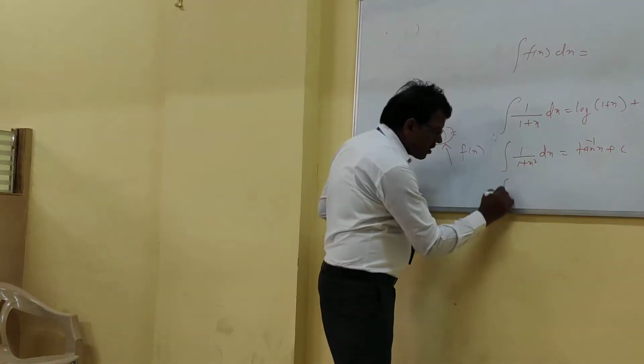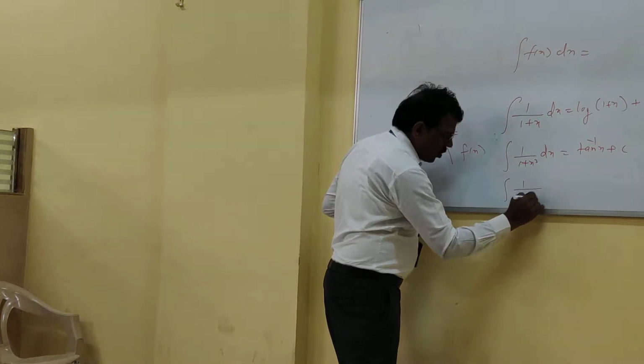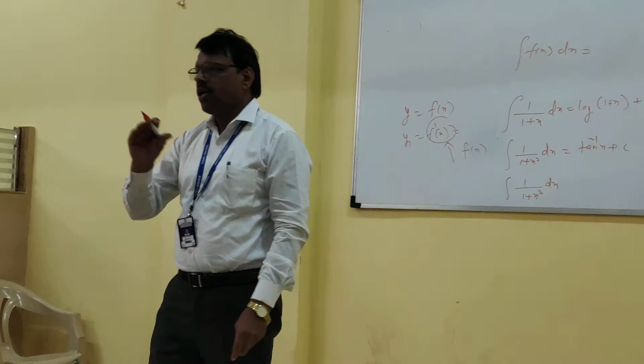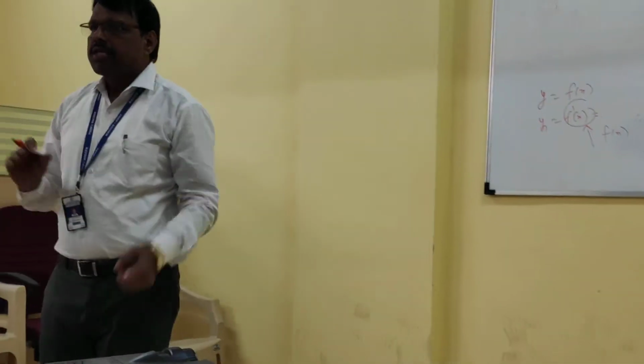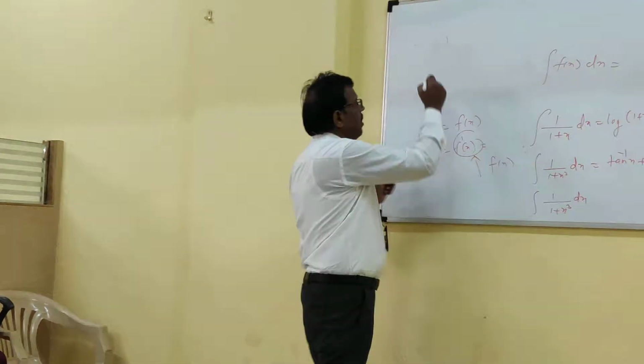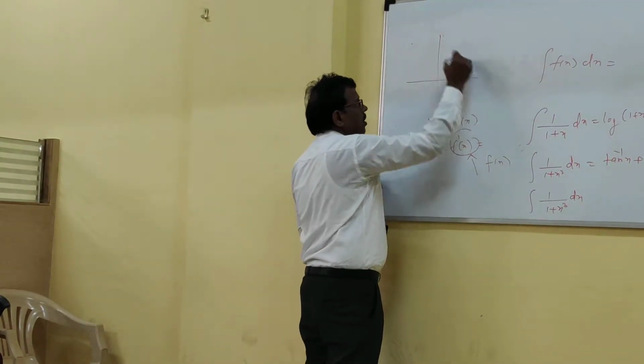But what about this kind of integration, 1 upon 1 plus x cube? To find this integration, the general rules are not used. Sometimes the curve may be of this type. What is this curve? Suppose we plot that particular curve.